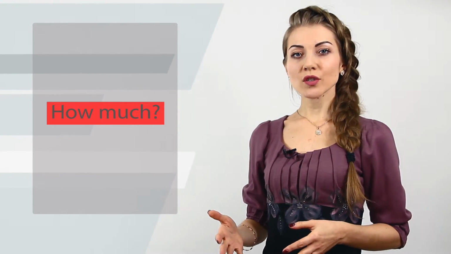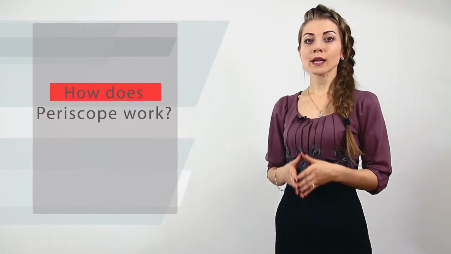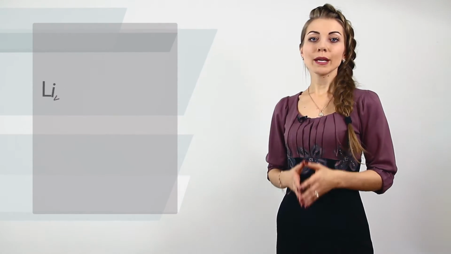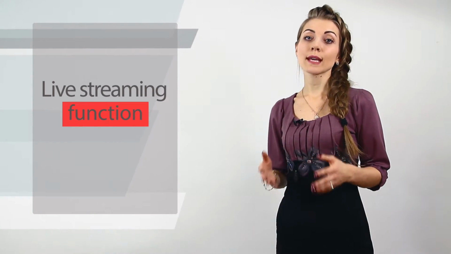For further estimation, we should delve into the functionality of this app. So, how does Periscope work? Actually, we can divide Periscope's functionality into a few parts. The main feature of Periscope is live video streaming. In other words, you can see someone's live broadcast which is being recorded with the help of a smartphone's camera.